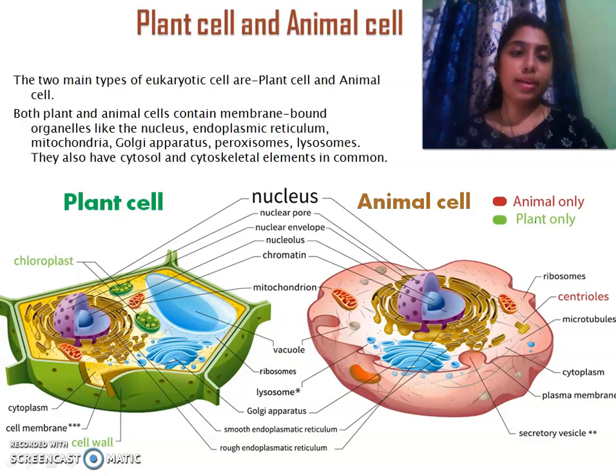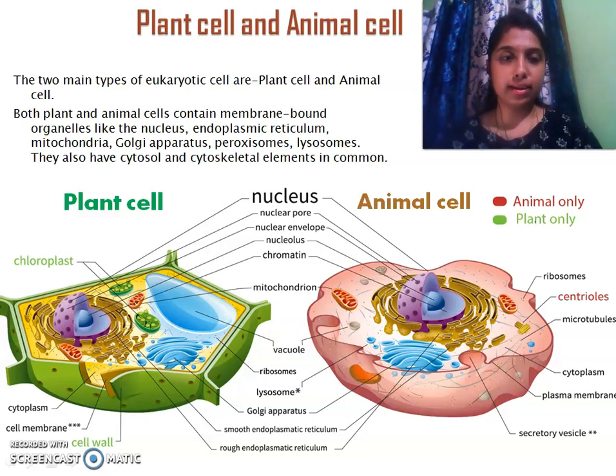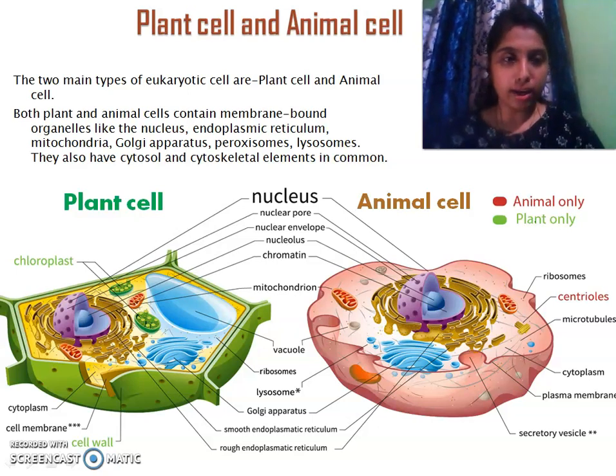Okay, now we will study the two main types of eukaryotic cell, that is plant cell and animal cell. So you can see one diagram is given. On the left side of the diagram a plant cell is represented, while on the right side an animal cell is represented. You can see that most of the cell organelles and structures are common in both, while only a few structures are present in plant cell while absent in animal cell, and vice versa.